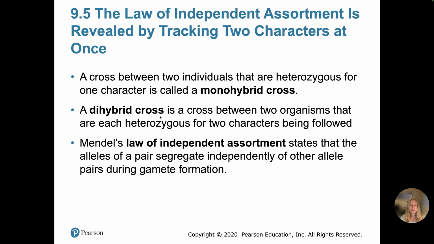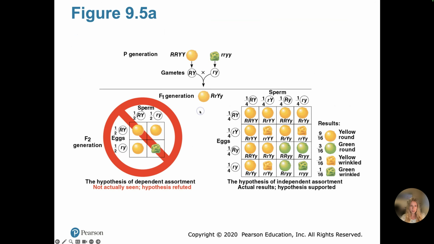Mendel's law of independent assortment states that the alleles of a pair segregate independently of other allele pairs during gamete formation. So this means that the alleles for flower color segregate independently of the alleles for seed texture. And so flower color has no influence on what texture of seed you will get. If that's still a little bit confusing, we're going to work through a few examples.